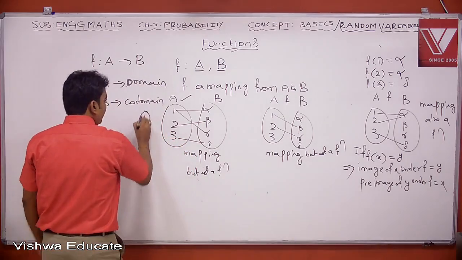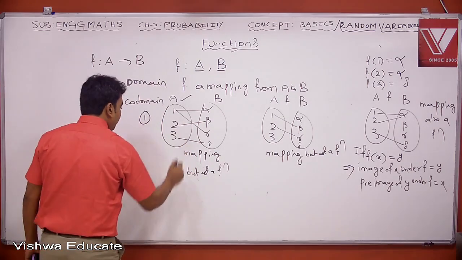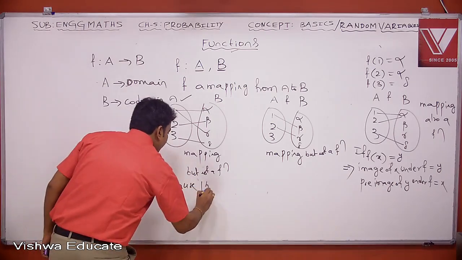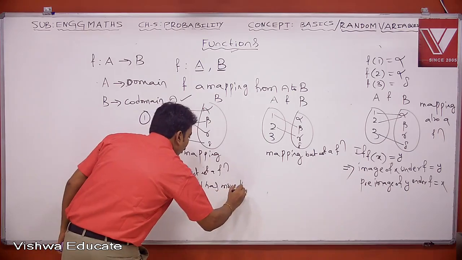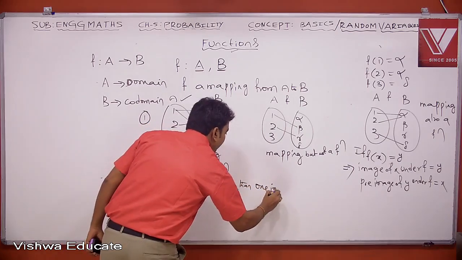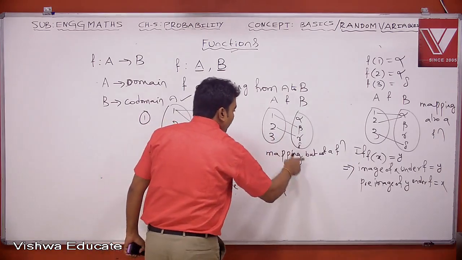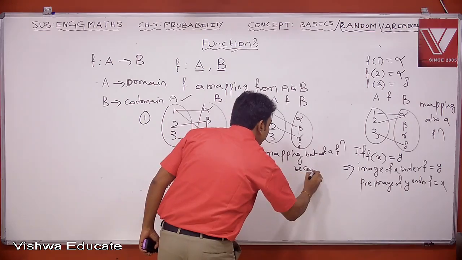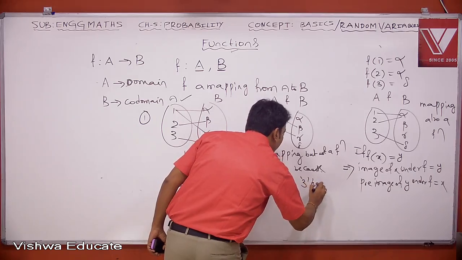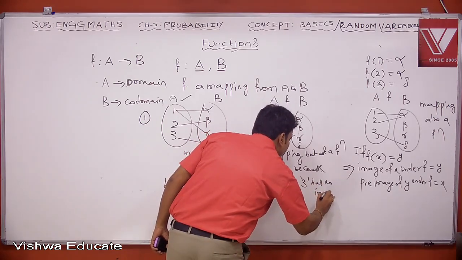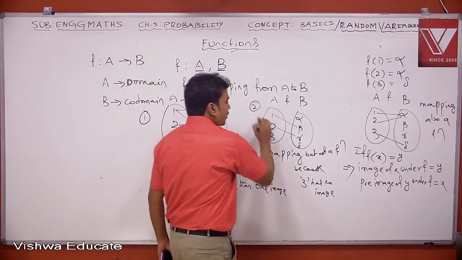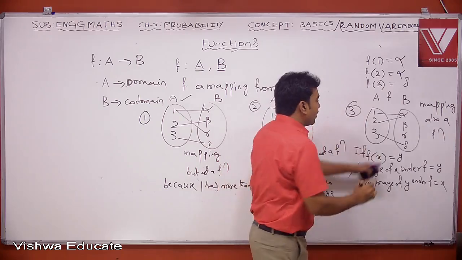First example, it's a mapping but not a function. Why is it so? Because 1 has more than one image. Here it is a mapping but not a function because 3 has no image. So example 1 followed by reasons, example 2 followed by reasons, and example 3, this is a mapping and even a function also.